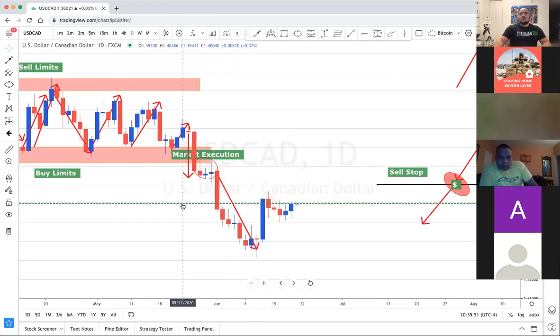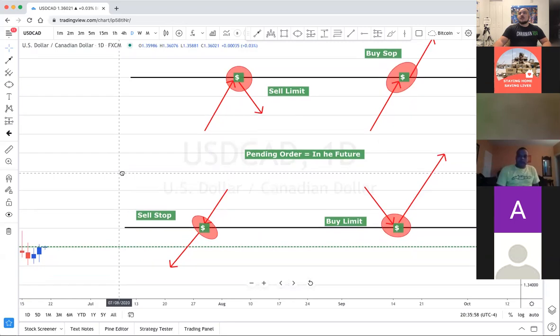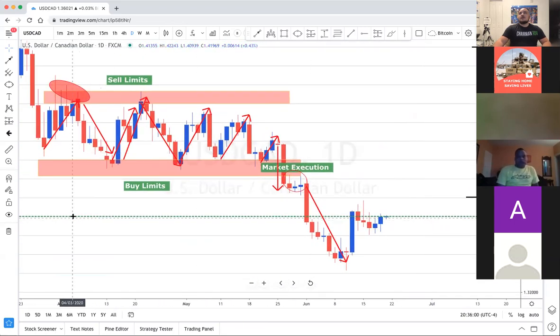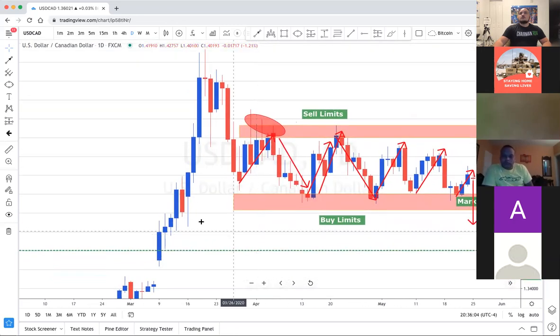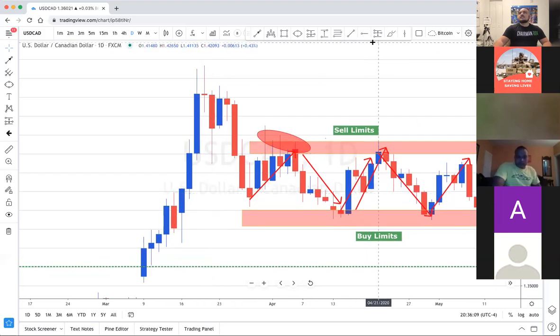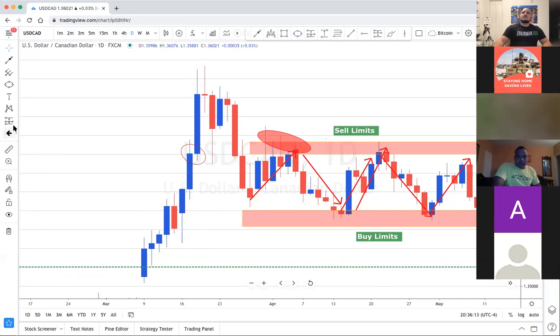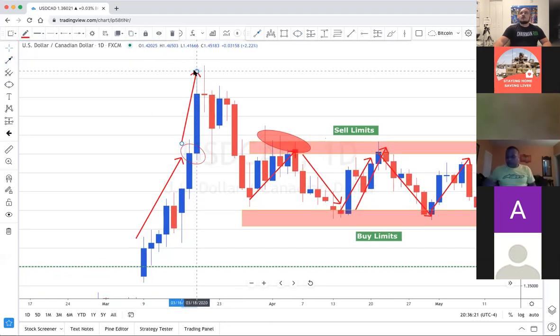Are there any questions on market executions, buy limits, sell limits, buy stops, sell stops? Any thoughts on any of that? Drop them in the chat. Why would you use a buy stop? Well, let's say you thought this was a zone right here and price comes up and you think it's going to keep going, it enters you in the trade here, and then you profit all of this.